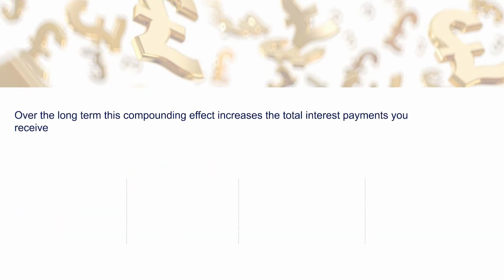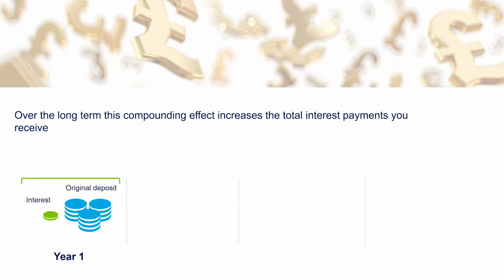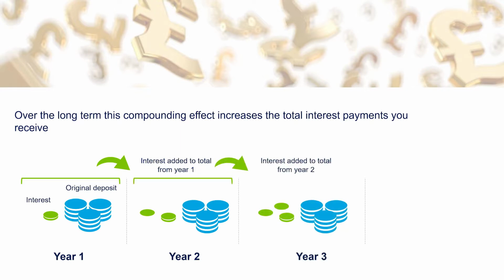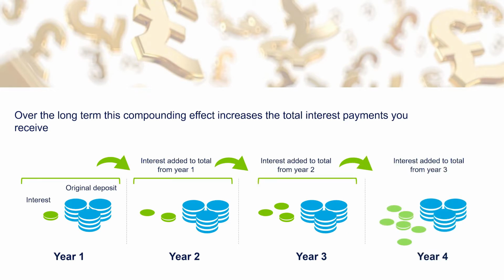Let's assume that some money is paid into an account and interest is added at the end of the first year. The interest payable at the end of the first year is calculated as a percentage of the original amount deposited. At the end of the second year, interest is added again. This time interest is calculated based on the original deposit plus the interest added at the end of the first year. In year 3, this is repeated again. This time interest is added based on the total value of the original deposit plus the interest added at the end of years 1 and 2. This continues into the future. The more times interest is added, the greater the total value of savings held in the account.